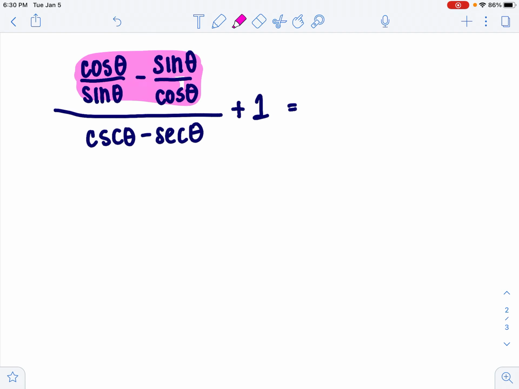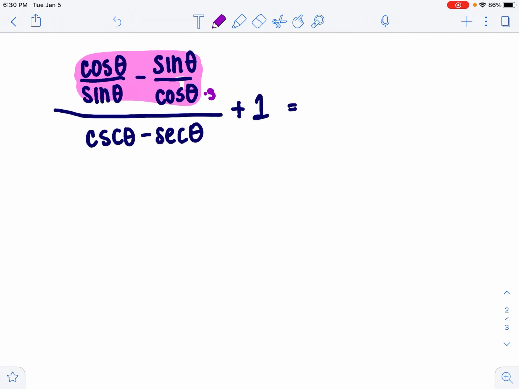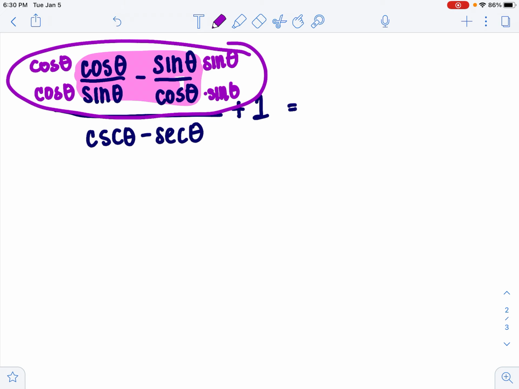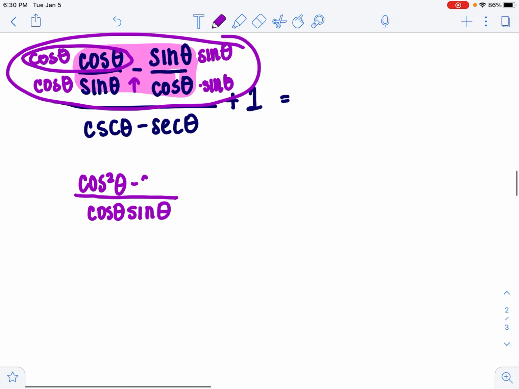Well, I can subtract these two, right? But I need a common denominator in order to do that. So I'm going to get my common denominator, which is sine cosine. So I'm going to multiply this by sine over sine, and I multiply this by cosine over cosine. So now I'm going to fix this and say what I have. That has a common denominator of cosine sine or sine cosine, it doesn't matter. Once again, I'm just looking at that circled part. And then I have cosine times cosine is cosine squared minus sine times sine, which is sine squared.